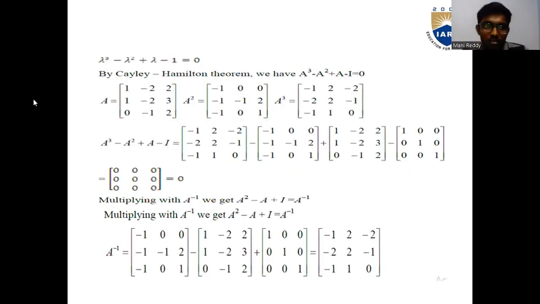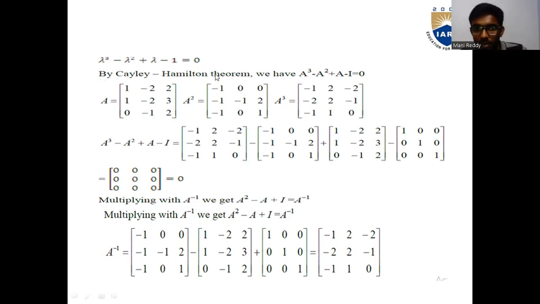For the given matrix, here is lambda cube minus lambda square plus lambda minus 1. How did we get this? By solving det of A minus lambda I. By solving the characteristic equation, we get lambda cube minus lambda square plus lambda minus 1 equal to 0.